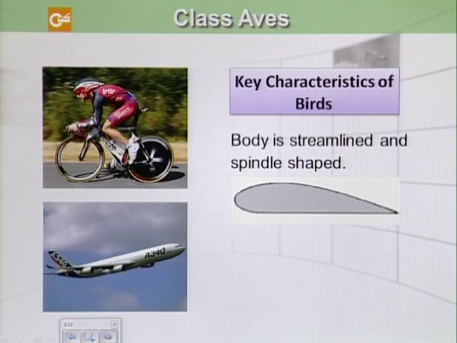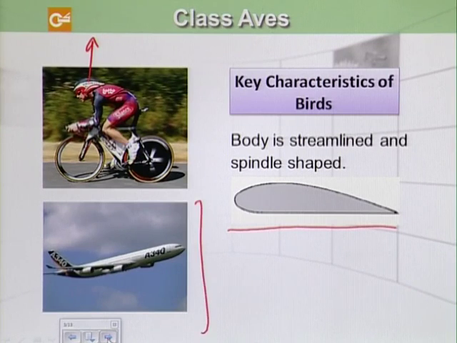Now move to key characteristics of birds. Their body is streamlined and spindle shaped as shown here, which is perfect for flight. We can see that cyclists wear a streamlined or spindle shaped helmet so as to combat the air resistance, so that they can move fast. That is why they wear the streamlined cap. Similar is the case with the aeroplane. They have a streamlined or spindle shaped body so as to counter the air resistance, and birds do have this streamlined body. We will see in the next slides how they fly with the help of this spindle shaped body.